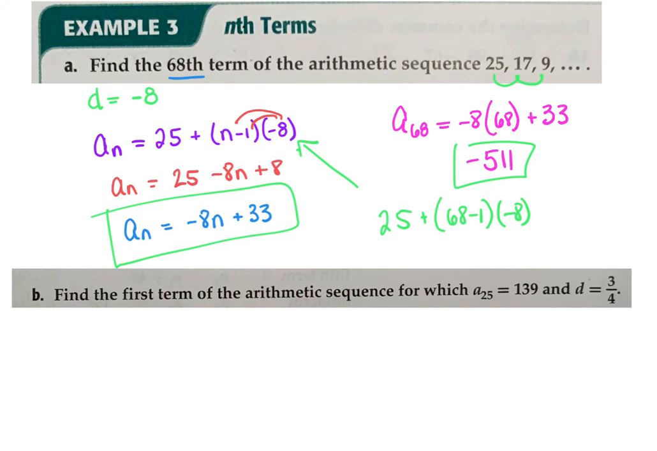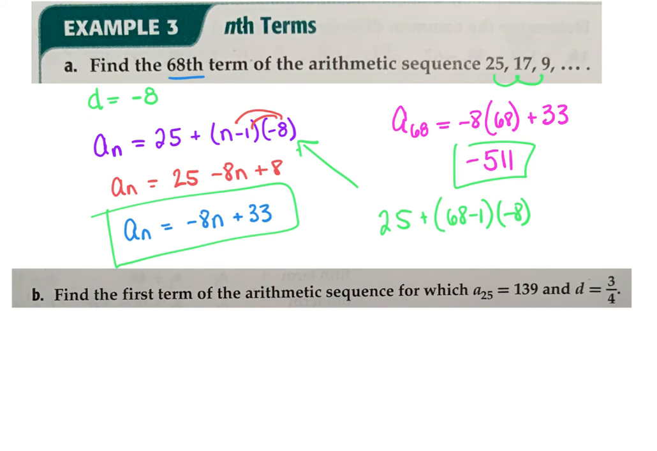A little bit different. It says find the first term of the arithmetic sequence for which a sub 25 equals 139 and your common difference is 3/4. So in this case, they did not give you the first term. They gave you the other information. So you're just backfilling, right, and solving for what you don't have.